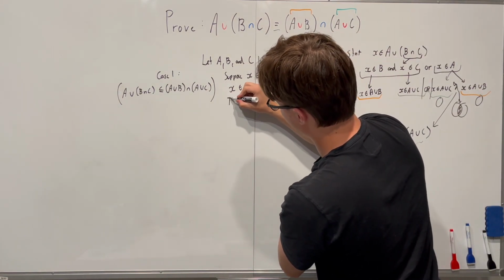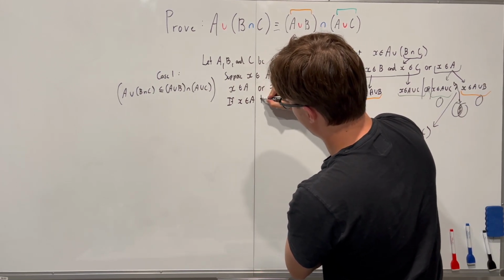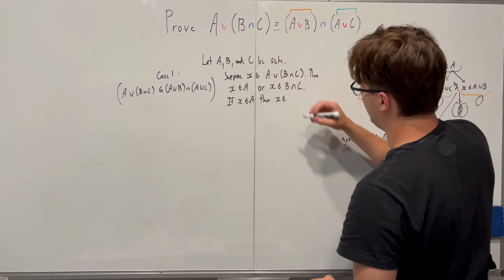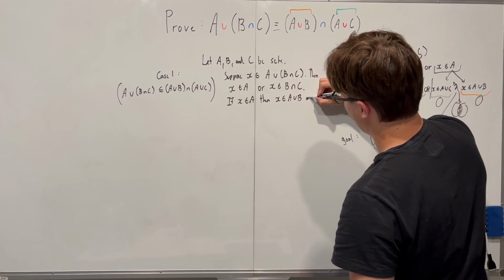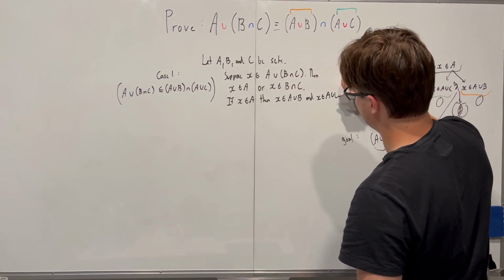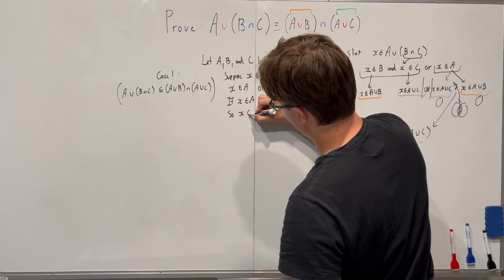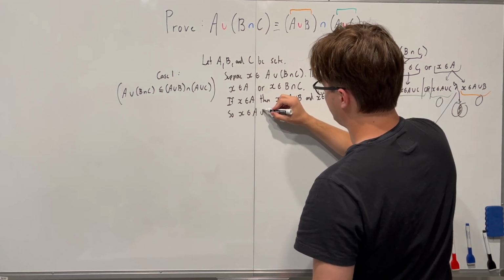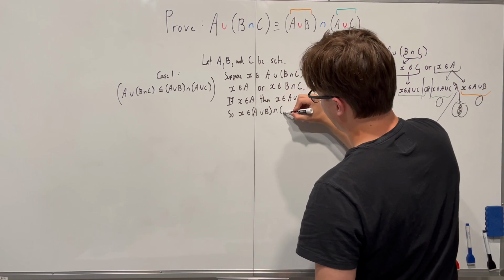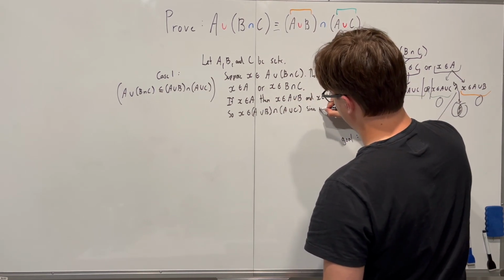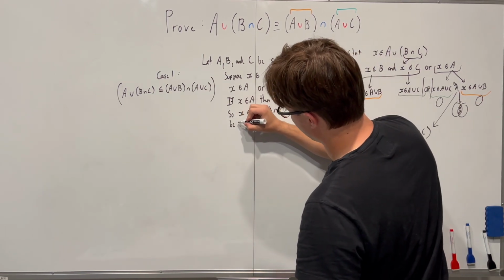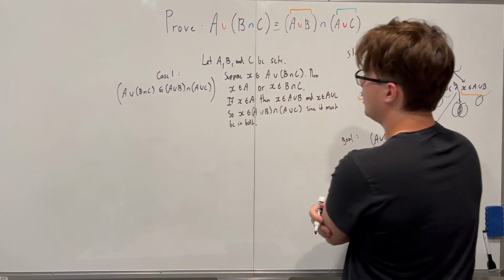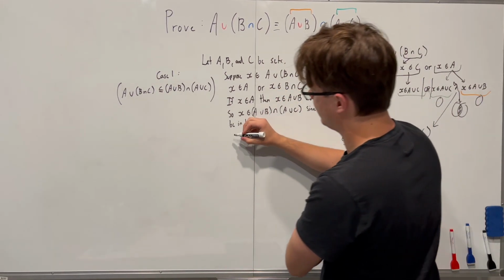We can then say if x is an element of A, then x is an element of A union B, and x is an element of A union C. So x is going to be an element of (A union B) intersect (A union C), since it must be in both. Okay, fantastic.